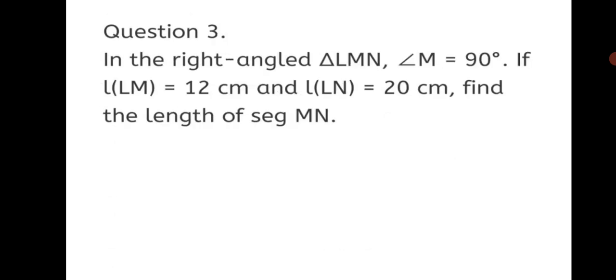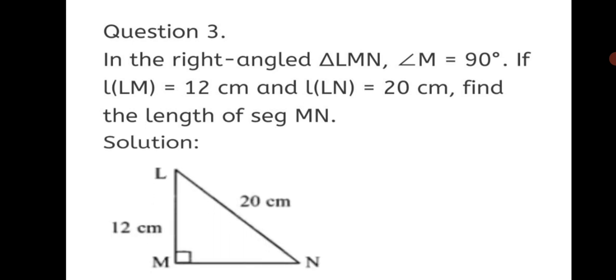Question number 3. In the right angle triangle LMN, angle M is equal to 90 degrees. If length LM is equal to 12 centimeter and length LN is equal to 20 centimeter, find the length of seg MN. So let's draw a triangle LMN where M is 90 degrees. We can see here M is 90 degrees, and because of that we have named the other vertices as L and N respectively of the triangle.